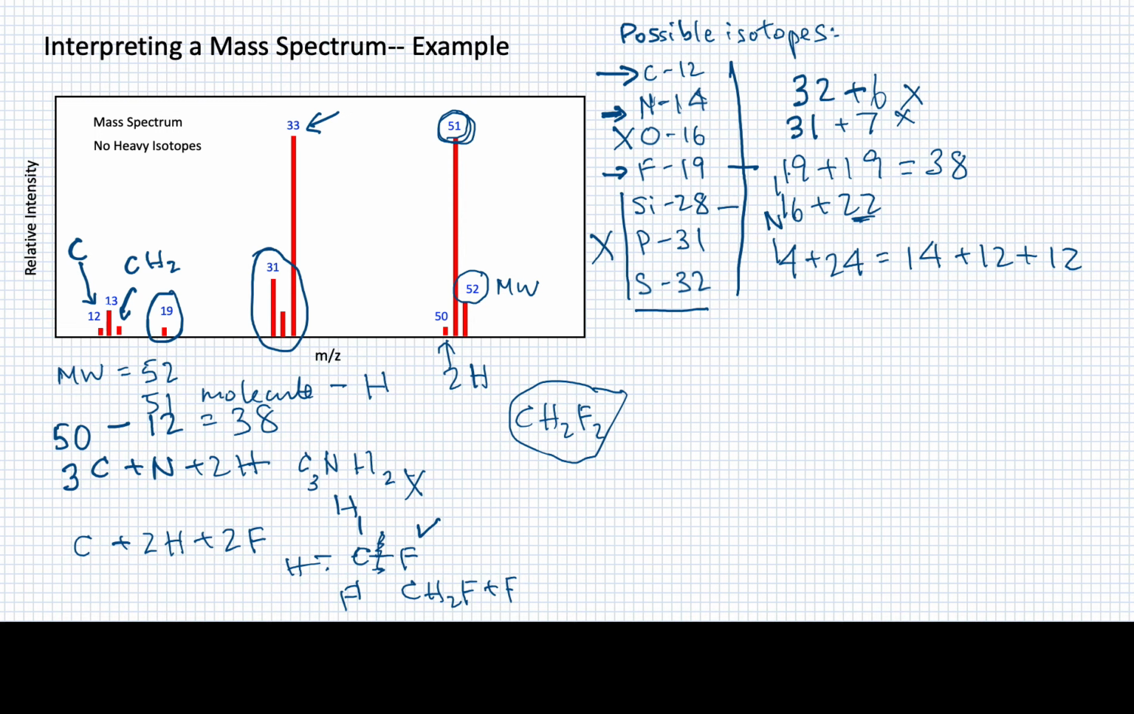It matches all of the masses that I have. It has 2 hydrogens, which is consistent with the fragmentation pattern. It has 2 fluorines, which is also consistent with a difference in mass from here to here. If I lose a fluorine, I go from 52 to 33. So all of this together gives me good confidence that this is, in fact, the interpretation of this mass spectrum.